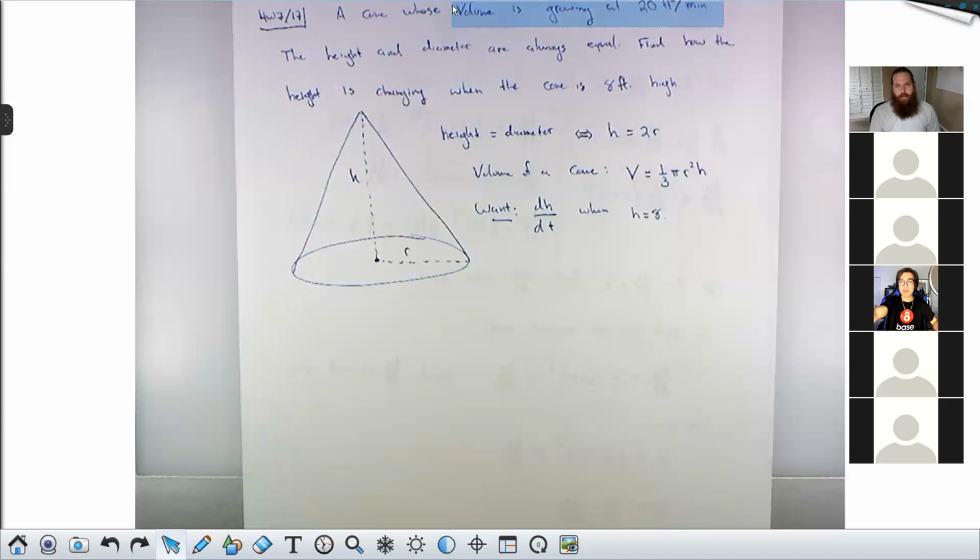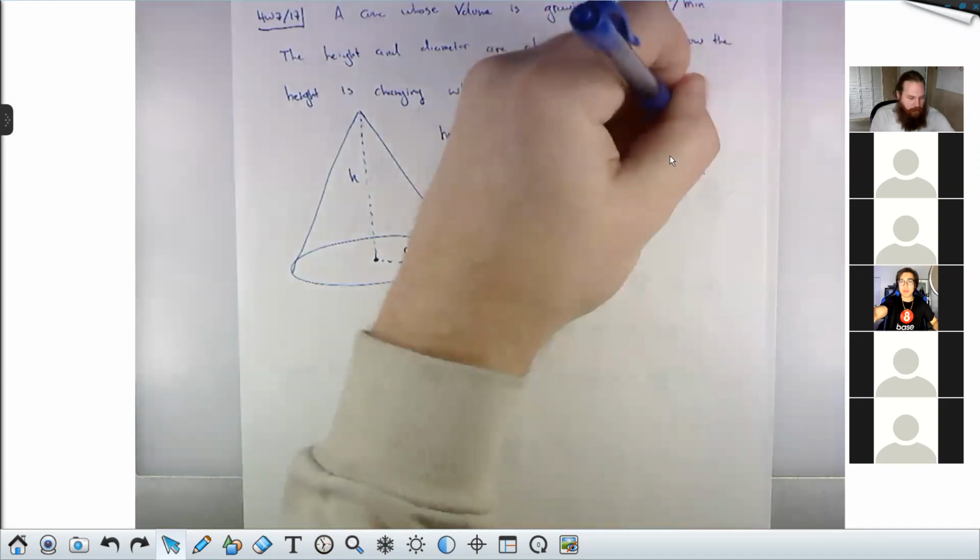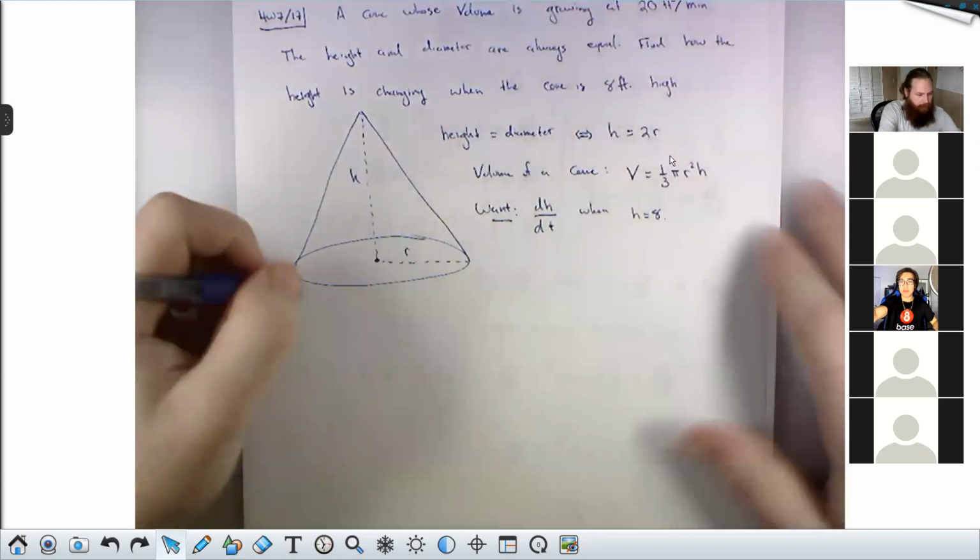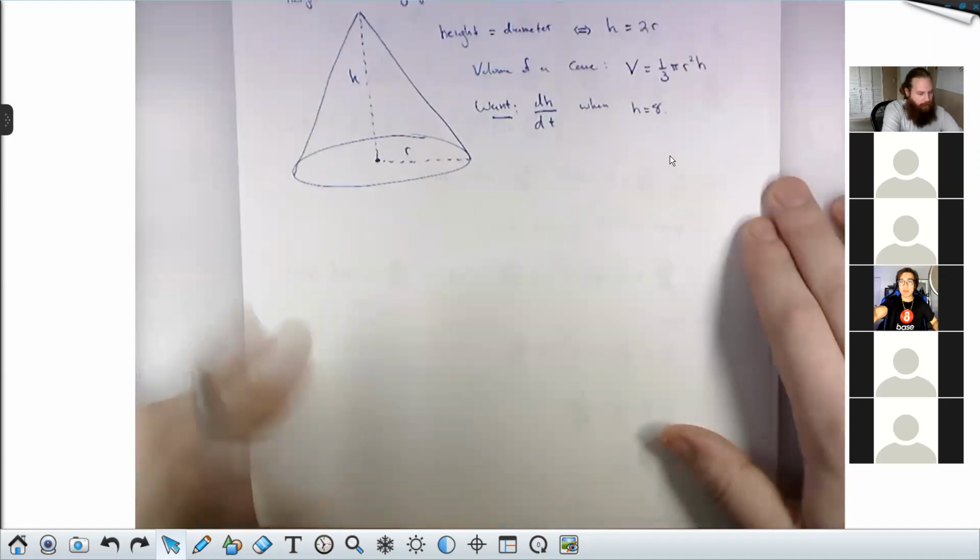I'm told that the volume is growing at 20 cubic feet per minute. So I'm going to differentiate through here with respect to time. But before I do that, I'm going to use this relationship to get this guy down to a single variable, to get rid of this r squared. So I'm going to come down here to do the actual calculus work.